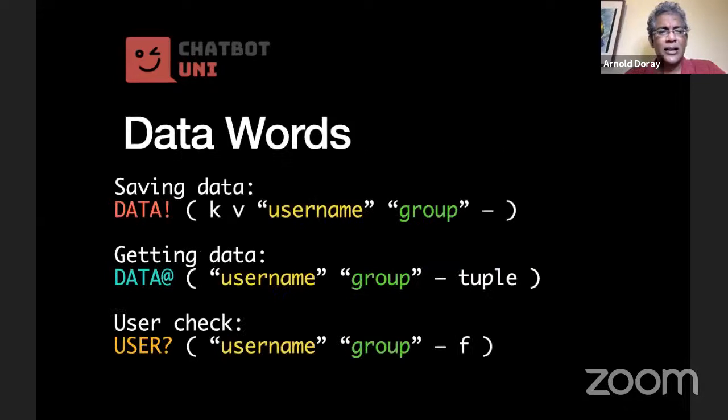Okay, so there are 3 words that your bot will use frequently to save the data. The first one is a user check, just to see whether the user really exists or not. Maybe the user gave a wrong username in the wrong group. So that's what user? does, the last word of the 3. It takes in the username and the group and gives you back a flag, a Boolean value which is true or false. So F means flag, which is true or false. The 2 real words are data!, which is data store, and data@, which is data fetch. So data store and data fetch.